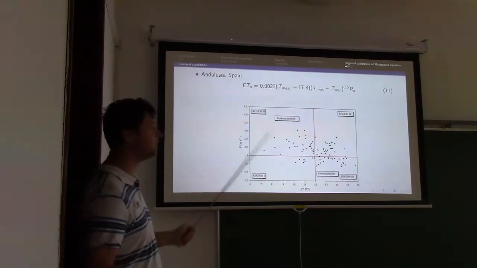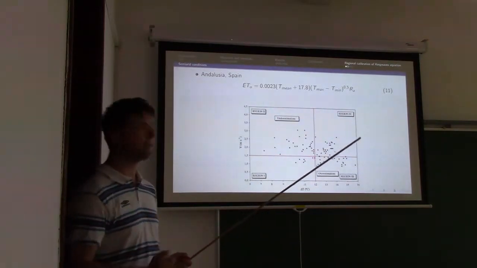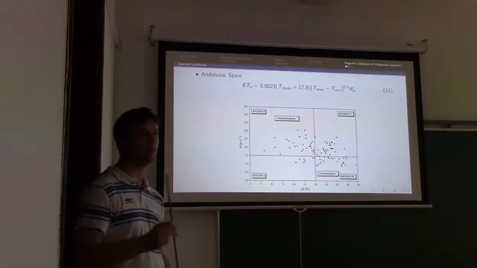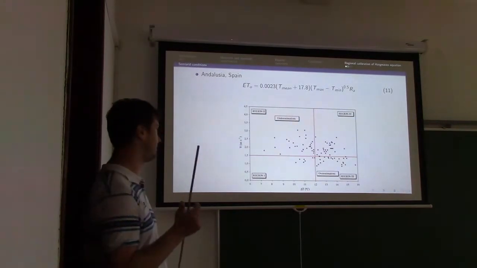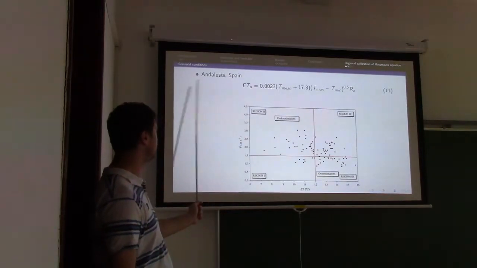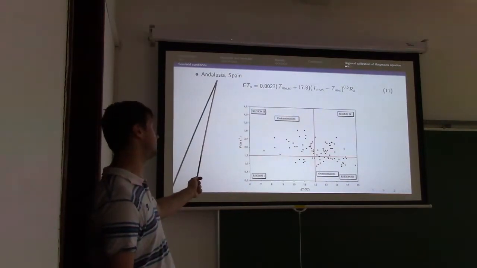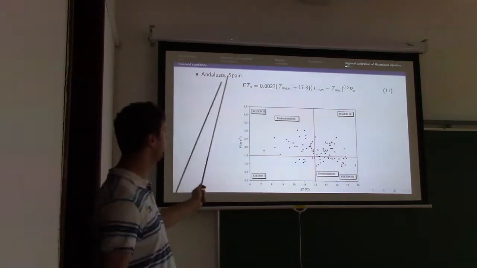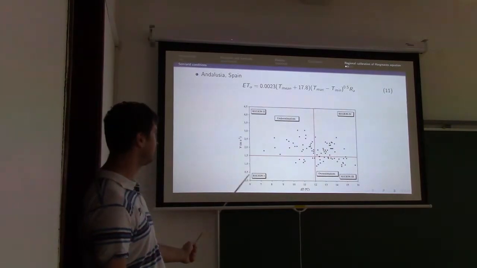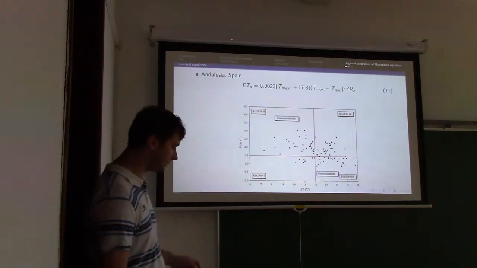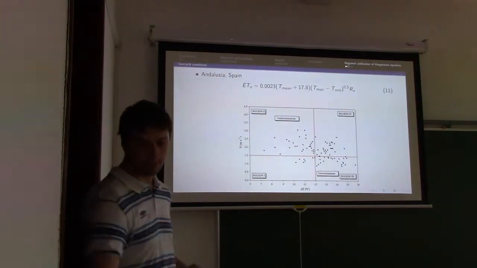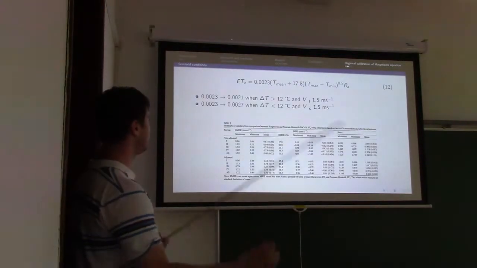because of course we now don't have lysimeter measurements, and the Penman method is a method made by the food agency to calculate evapotranspiration. So they divided the measurements of temperature done in Andalusia into four regions. This is delta T, the difference between minimum and maximum daily temperature, and wind speed. And they got results.